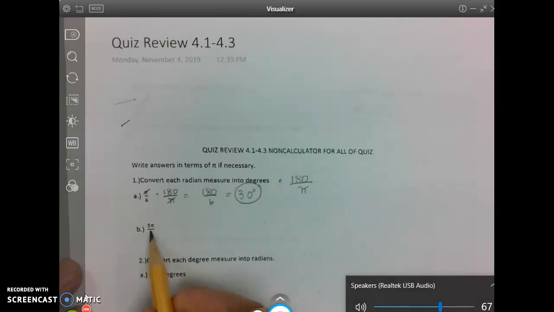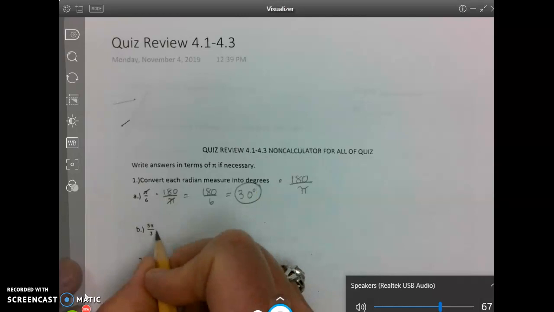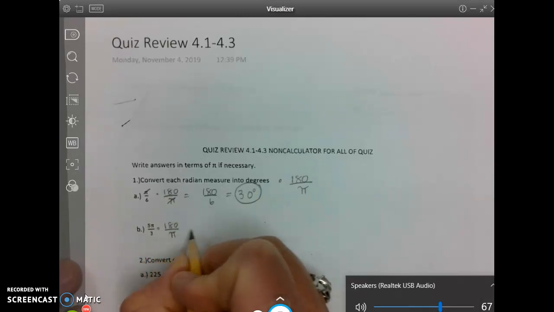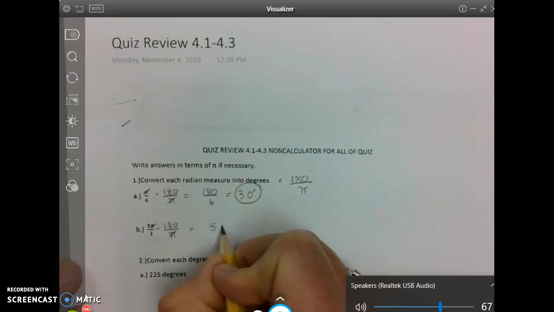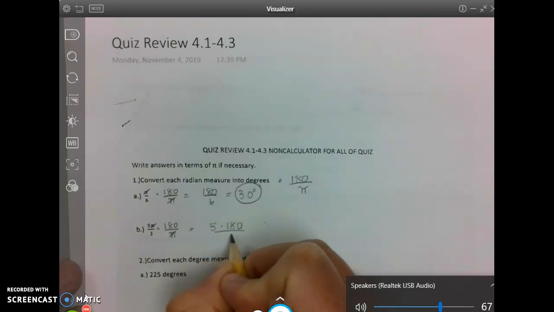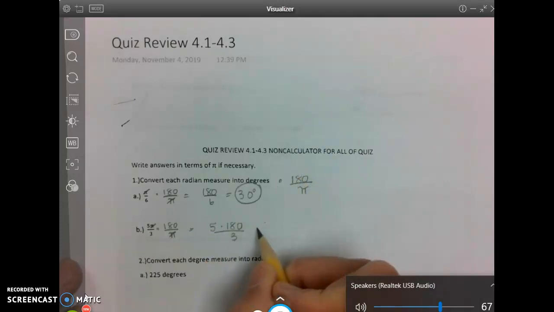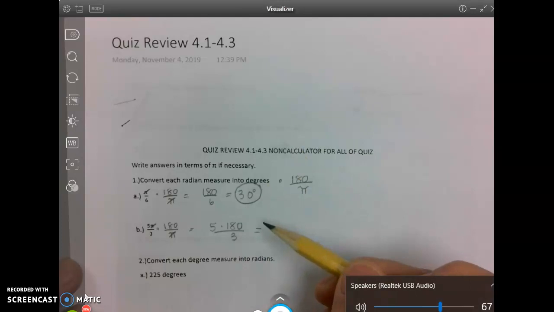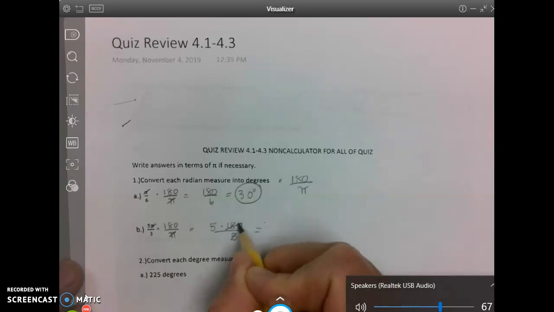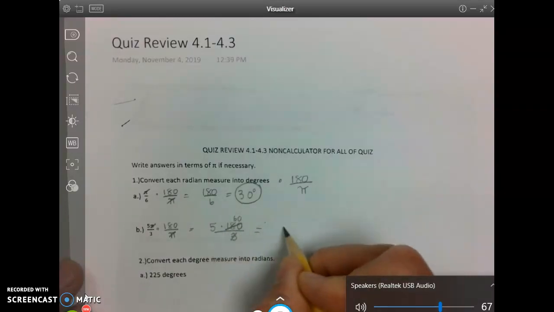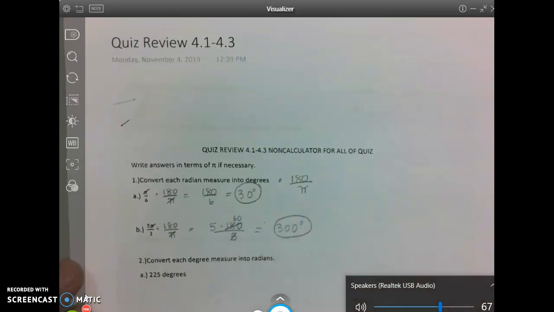Again, I'm converting from radians into degrees, so I multiply by 180 over pi. Pi's cancel, and I'm left with 5 times 180 divided by 3. If I'm doing this without a calculator, as I said before, it's better to divide before you multiply. And I know that 180 divided by 3 is 60, and 5 times 60 is 300 degrees.